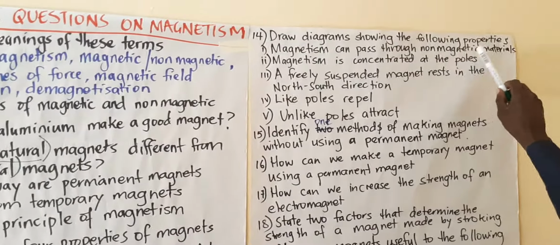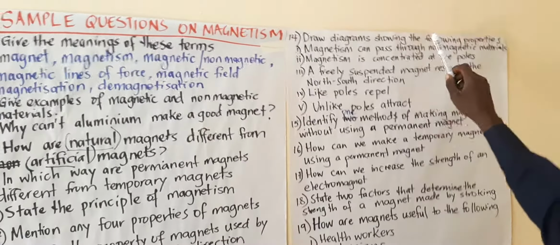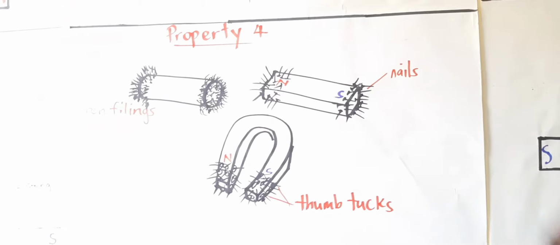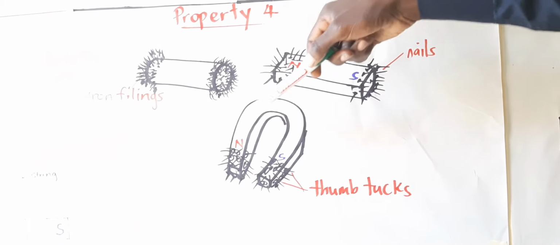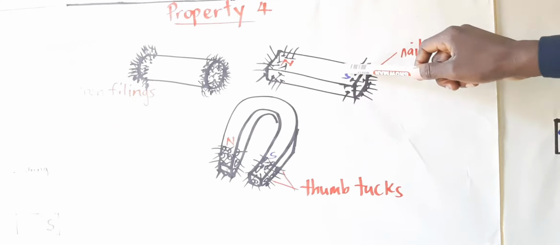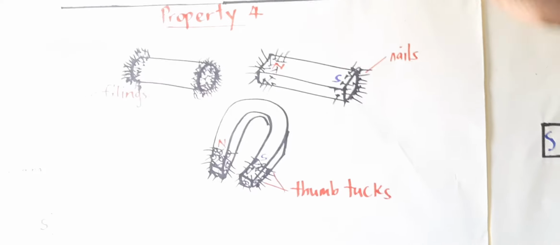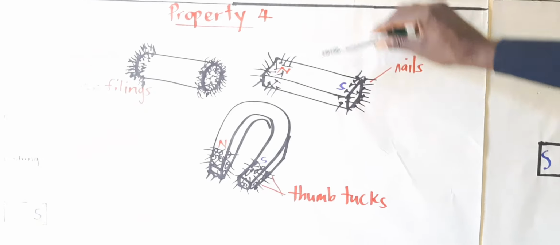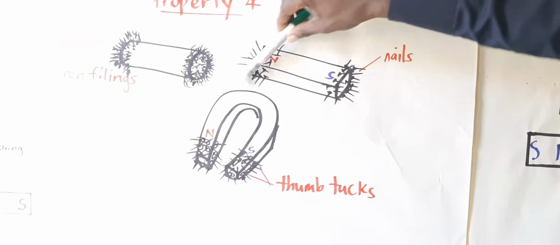Magnetism is concentrated at the poles. Magnetism is stronger at the poles. This is the illustration. You choose any one of those magnets, whether the cylindrical magnet or the horseshoe or bar magnet. One of them, once nails are applied onto this magnet, you'll find that they will concentrate at the poles.